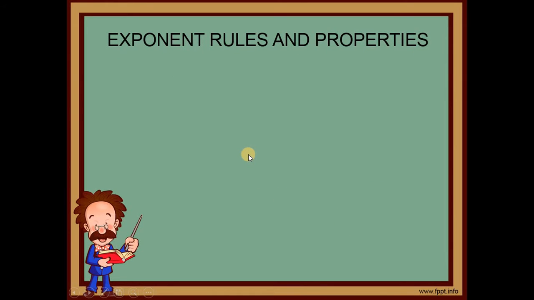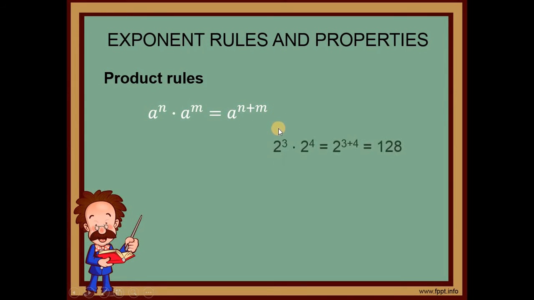Now let's have the exponent rules and properties, and this is just a review. So number 1 is the product rules. We have a raised to n times a raised to m, and this equals to a raised to n plus m. Let's have an example. We have 2 raised to 3 times 2 raised to 4, and this equals to 2 raised to 3 plus 4, or simply 2 raised to 7, and this equals to 128.